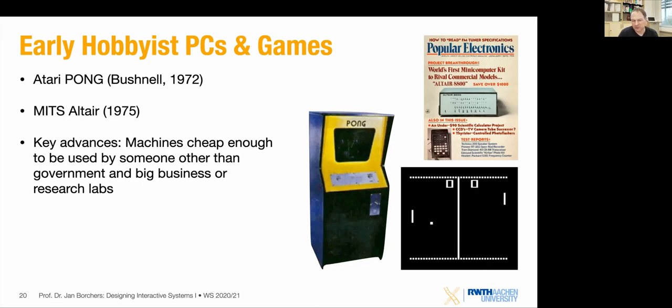The Altair was the first computer that came out. Here's a little ad from the Popular Electronics magazine, the world's first mini computer kit to rival commercial models, the Altair 8800. And you could buy this, right? And if you bought the Altair, it actually came as a kit. You had to basically assemble it at home. Its user interface was basically this row of LEDs there at the top, and below that there were rows of switches that you could use to program it, right? To put code into it.